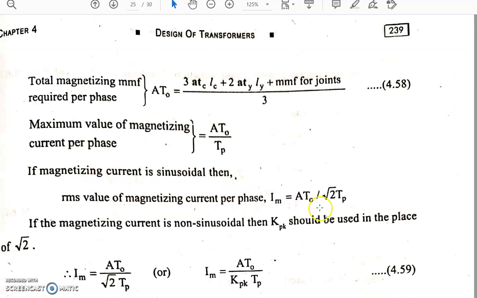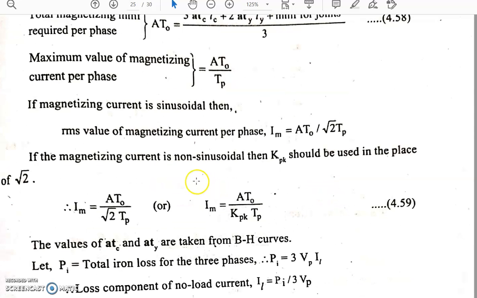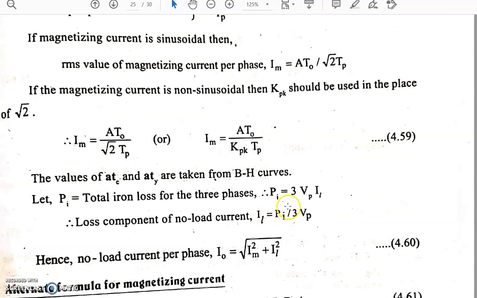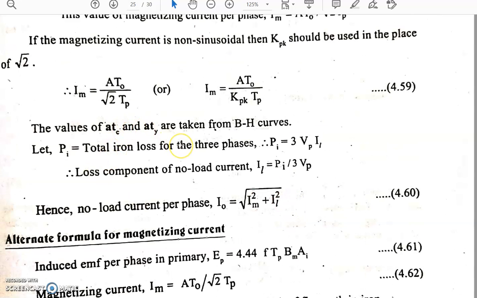If it is sinusoidal, then we will be dividing it by the square root of 2. This maximum value of magnetizing current per phase will be divided by root 2 if it is a sinusoidal EMF, or otherwise, if the waveform is non-sinusoidal, then we will be dividing by the corresponding peak factor of the particular waveform. So the general equation is Im equal to AT0 divided by KP KTP, and the values of ATC and ATY are taken from the BH curve as in the previous case, and then this is the magnetizing component of the no load current, and then the last component of the no load current will be calculated from the iron loss of the machine.